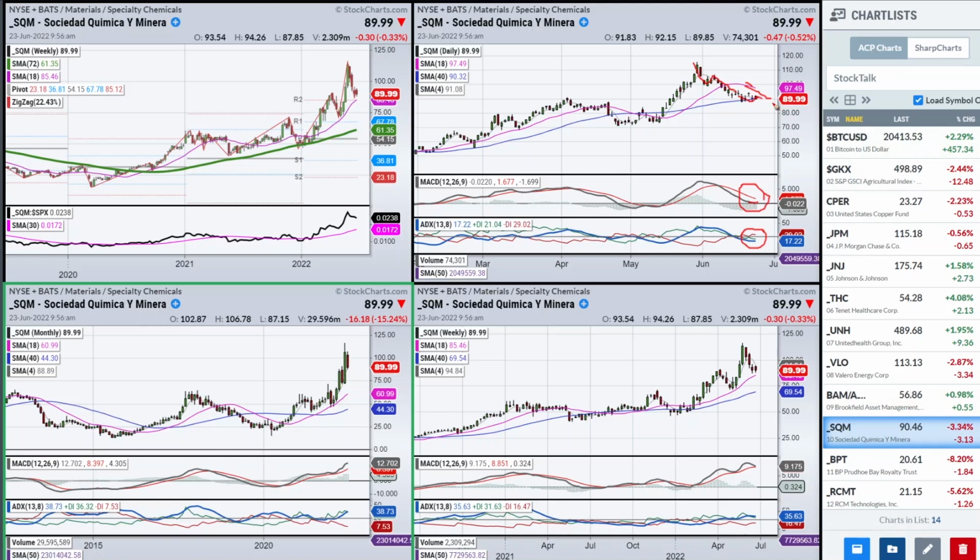I think what I'd want to see is have the 18 and the 40 come together, especially based on what's taking place with the rest of the group in the chemical area. I'd like to see this come together a little bit more. And if that takes place, I think this could look pretty interesting if there's no more deterioration from here.